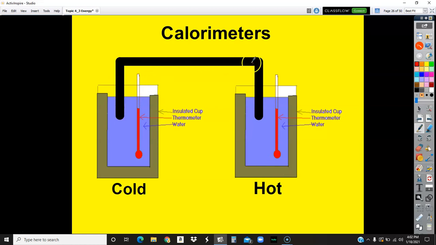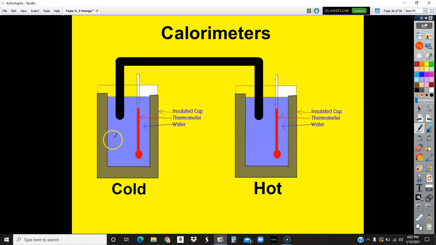This black line, thick black line you see, would be an aluminum bar. And this is also to show conduction. If you remember last week, conduction means contact, touching. And so what happens is you fill this cup with cold water, this cup with hot water, you put an insulated lid on top and a thermometer.